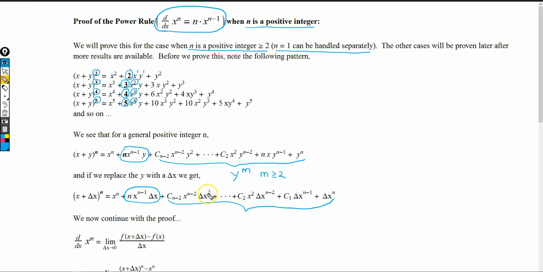So these would all be delta x squared, delta x cubed, delta x to the fourth, and so on. Just all higher powers of delta x. So you'd have delta x's raised to some power m where m is bigger than or equal to 2. All right. Now we can continue. Now we're in position to actually prove this result, making this observation here. All right, so here we go.